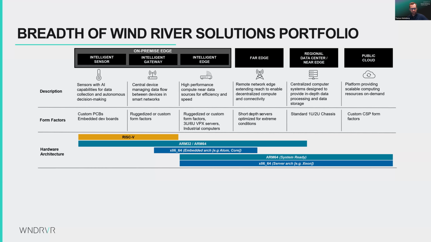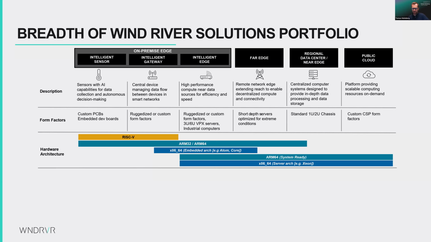Going from left to right, we have intelligent sensors. They normally run 32-bit ARMs or RISC-V, these kinds of things. Coming to intelligent gateways, intelligent edge, there you can run AI applications. They're normally situated maybe in a factory or maybe in an office where it's close to the sensors or other users or factory equipment or whatever.